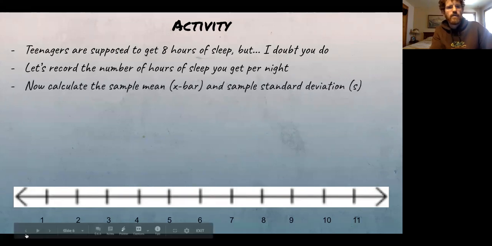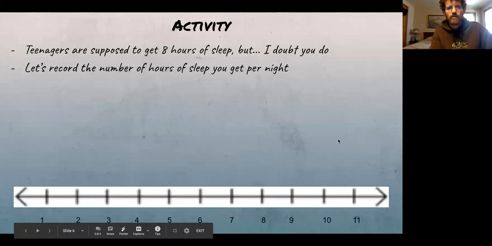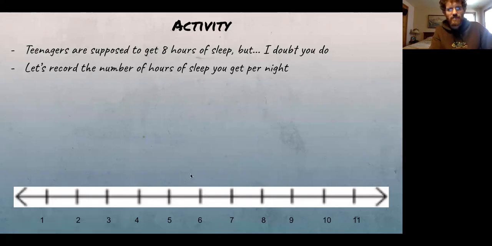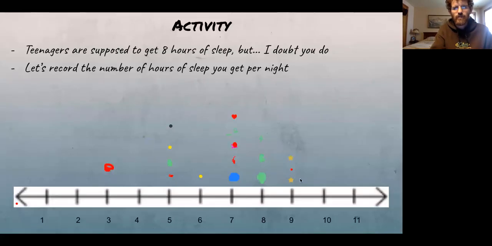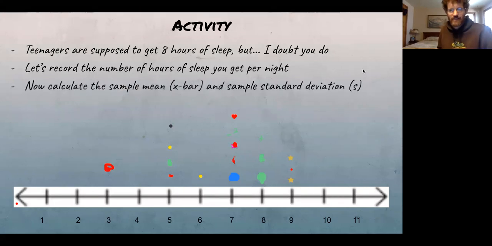Oops, didn't mean to show that yet. We'll do that later. What I want you to do is put a stamp right here, rounding to the closest average amount of hours of sleep you get, just a little dot above those. Now we are going to calculate x-bar and the sample standard deviation.